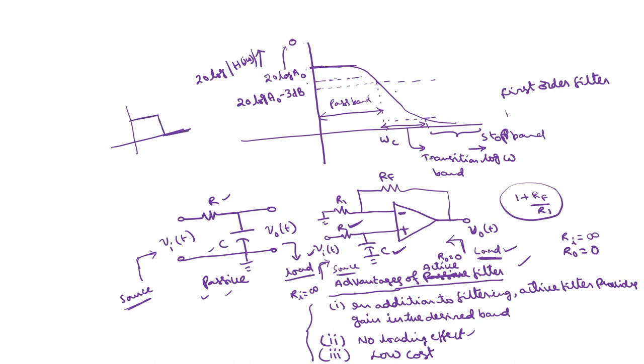In order to get the ideal low pass filter, the slope in the transition band has to be more. For the first order filter, it is minus 20 dB per decade. For a 10 fold increment in frequency, the corresponding gain reduces by 20 dB. So this is called minus 20 dB per decade slope. If this slope is more, then this characteristic approaches the ideal characteristic. So in order to increase the slope in the transition band, you have to go for higher orders.